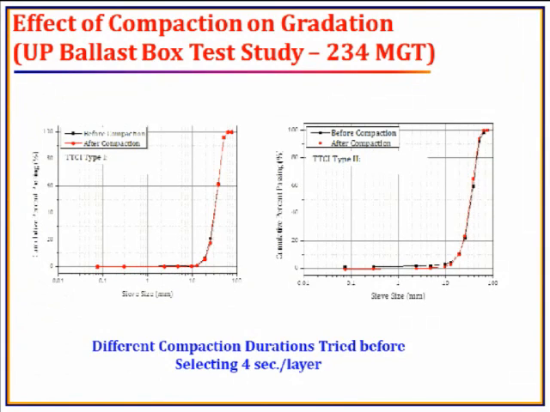We have also checked whether the compaction alters the gradation. This was done on the UP ballast box test study at 234 MGT, and for 5 different materials, we didn't see any large amount of change in the gradation. Different compaction durations were also tried, but we finally stuck to the 4 second per layer compaction, because that way we were able to not alter the gradation characteristics.